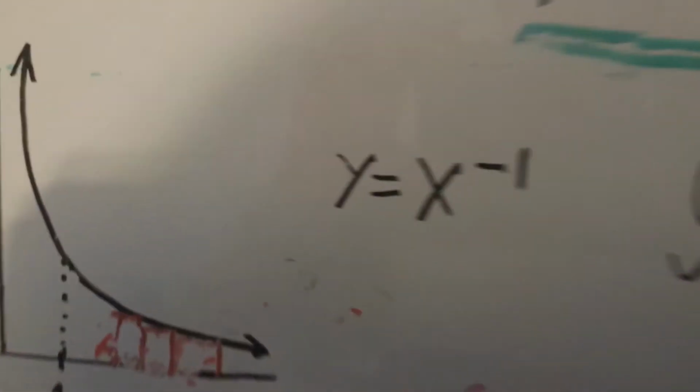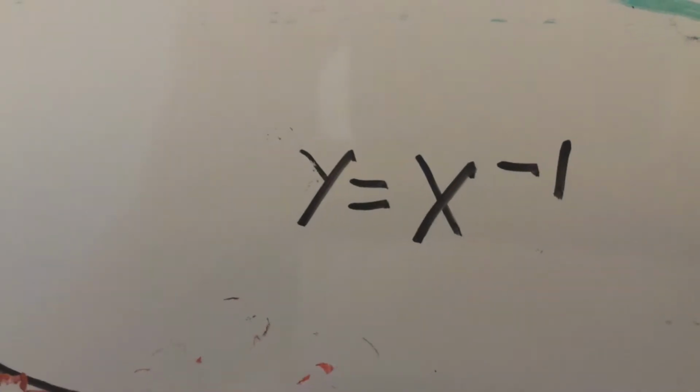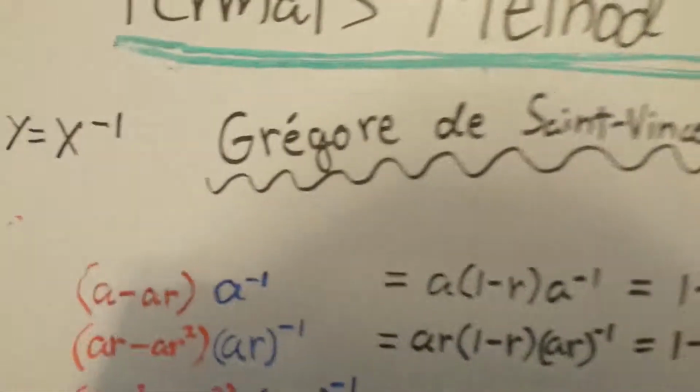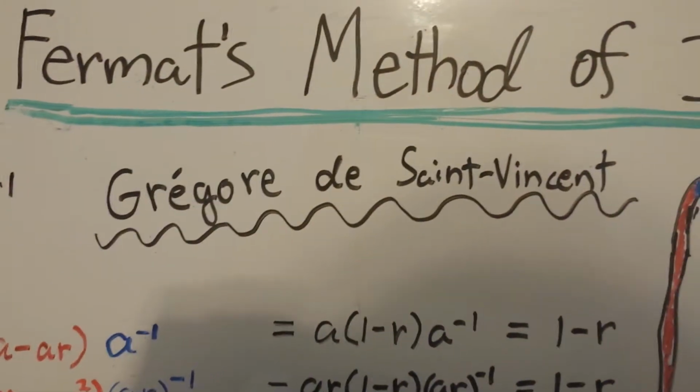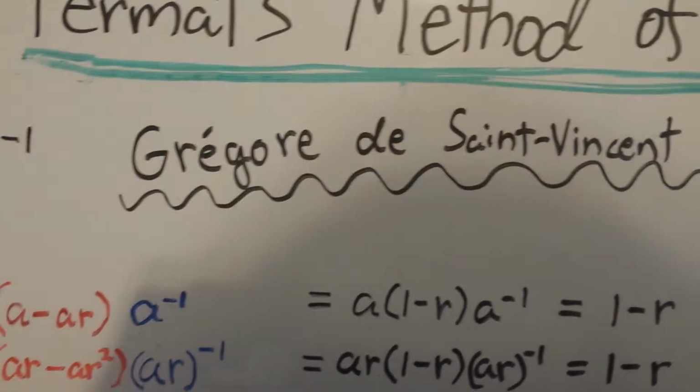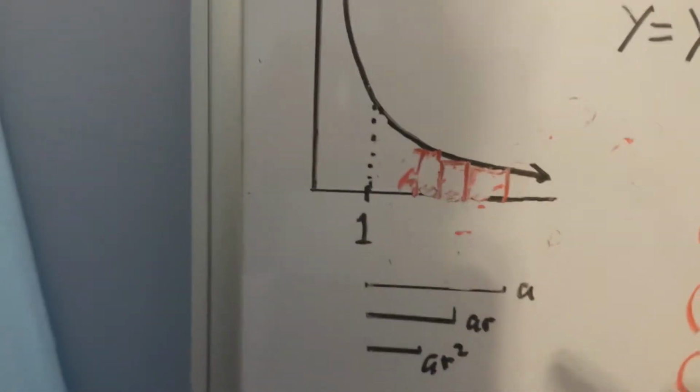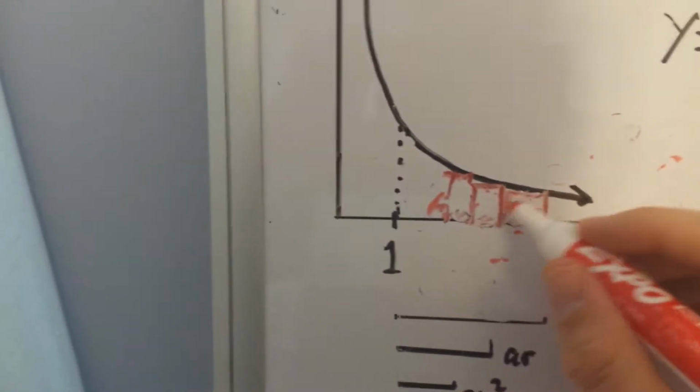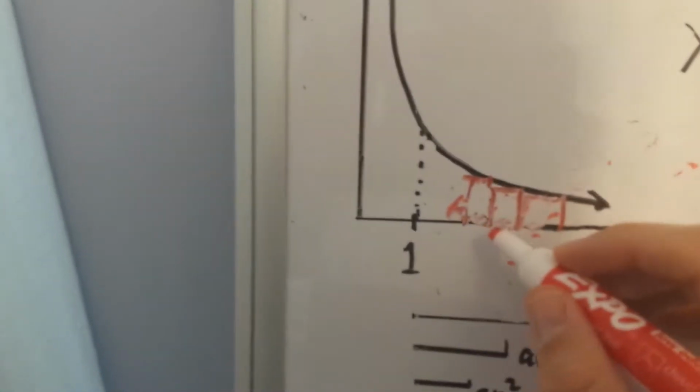So how do we find the area under the curve y equals x to the minus 1, the hyperbola? It was perhaps one of Fermat's contemporaries, Gregory de St. Vincent, who realized that when we use this method, the areas under these rectangles remain equal.